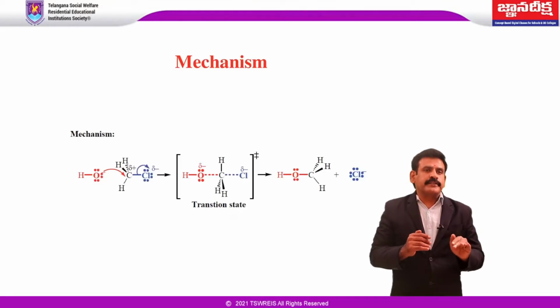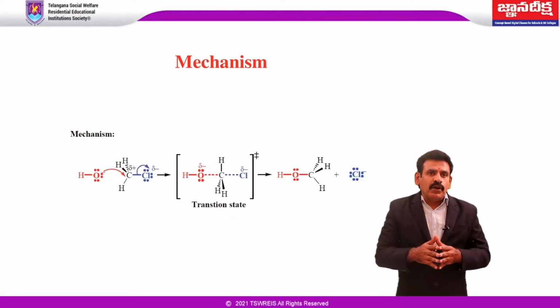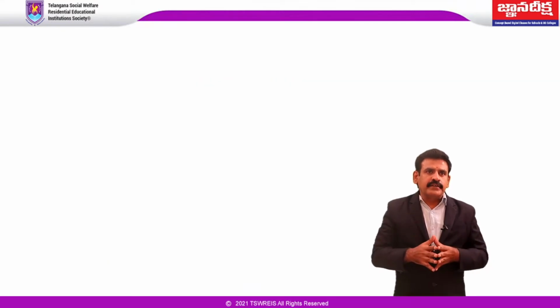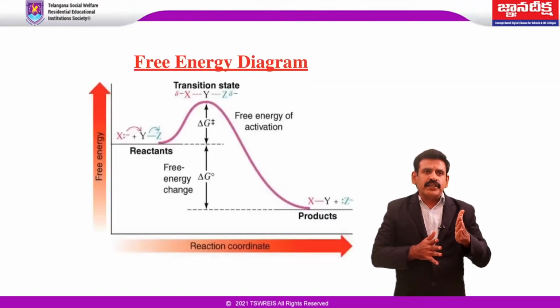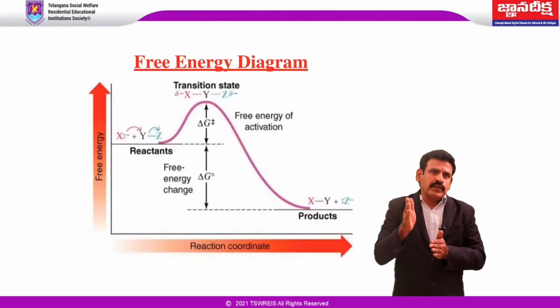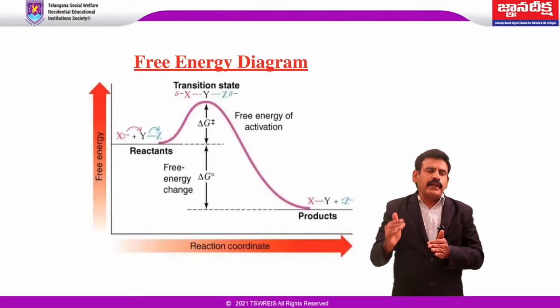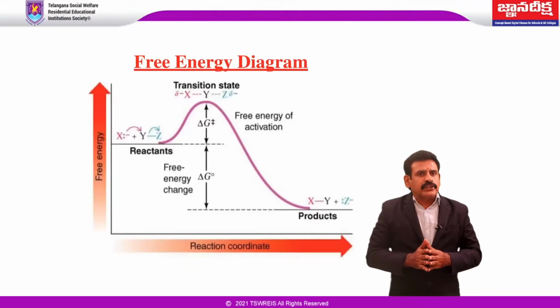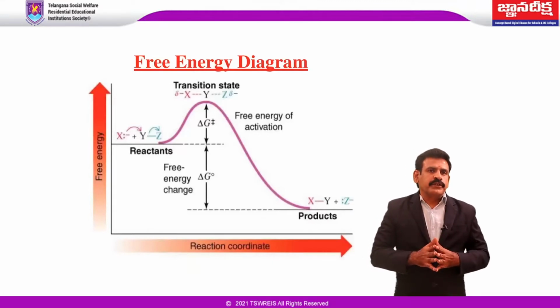Inversion takes place. See, this is the free energy diagram of an SN2 reaction. The reactants are the substrate YZ and the nucleophile X minus. The free energy changes from delta G to delta G naught. So delta G plus is the transition state. When we give some energy, the transition state is formed, and immediately it is converted into the products XY plus Z minus. So this is the free energy diagram of the second order, that is SN2, reaction.